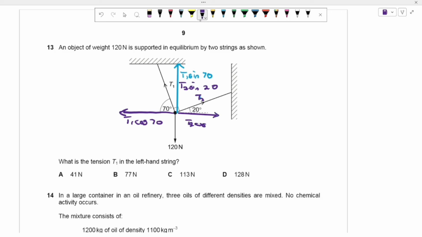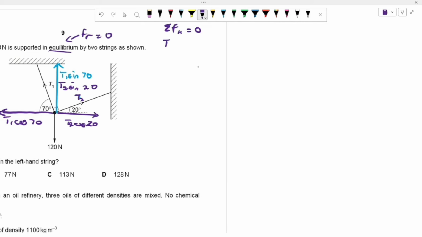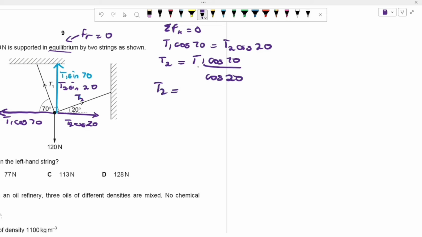And then on this side, we're going to have T2 cos of 20. Since these are in equilibrium, the resultant force is going to be equal to 0. This is a very important claim because it implies a lot of things. The summation of forces in the horizontal should be equal to 0. So T1 cos of 70 should be equal to T2 cos of 20. So T2 is equal to T1 cos 70 divided by cos 20. If you punch this on the calculator, you get T2 equivalent to 0.364 T1.